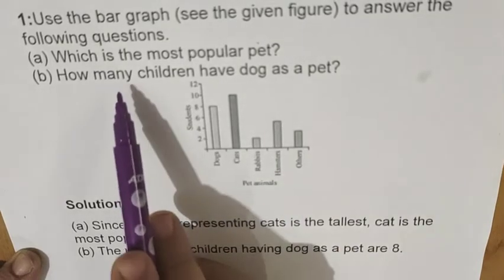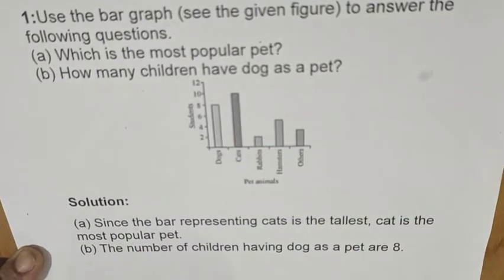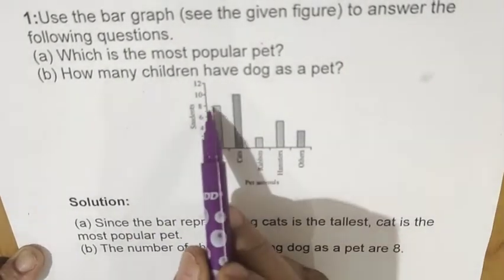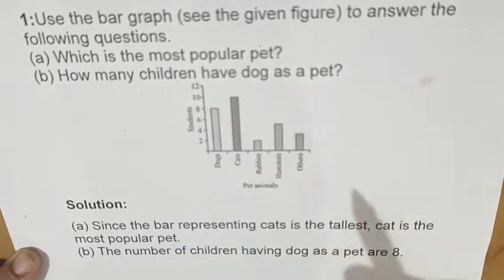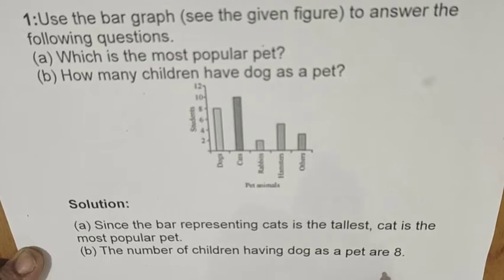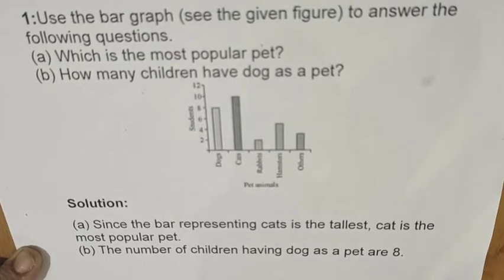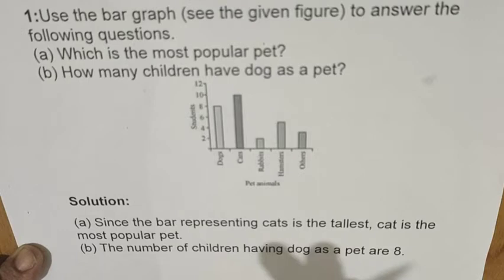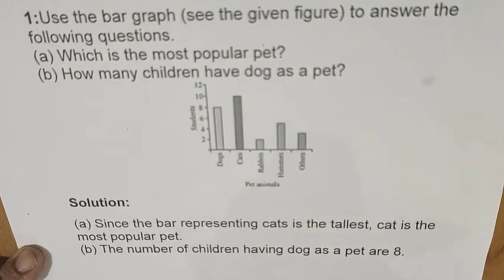So cat is the most popular pet. Now what is the next part? How many children have a dog as a pet? So against dog, the number representing it is 8. So the number of children having a dog as a pet is 8 only. This is just a simple question only. So see the graph and you can answer very well.